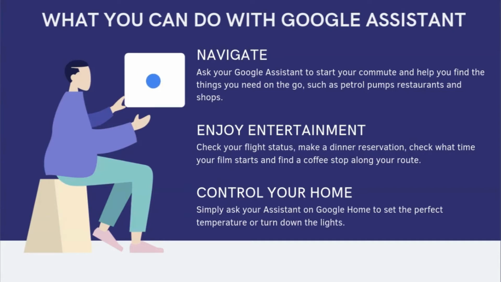Instead of opening maps, you can use the Google Assistant to find out the nearest petrol pumps. And even for entertainment, you can check when the film will start, and you can find out the routes to the coffee shop. You can even control your home devices like smart bulbs using your Google Assistant.